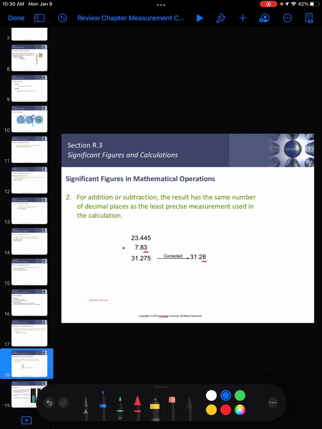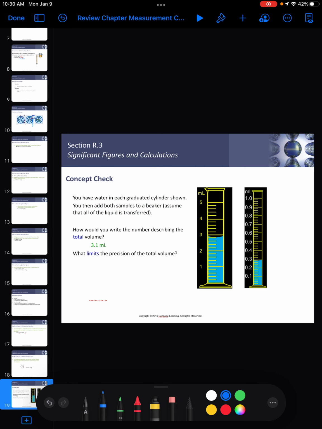For addition and subtraction, the same thing. For any mathematical operation, your significant figures in your answer must be the same as your least precise measurement. So this has 2 significant figures past the decimal point. Use the decimal places for examples like this. And so that means my answer can only have 2 past the decimal point. I can add up the larger numbers, the ordinal numbers. And as you can see, we're almost done.